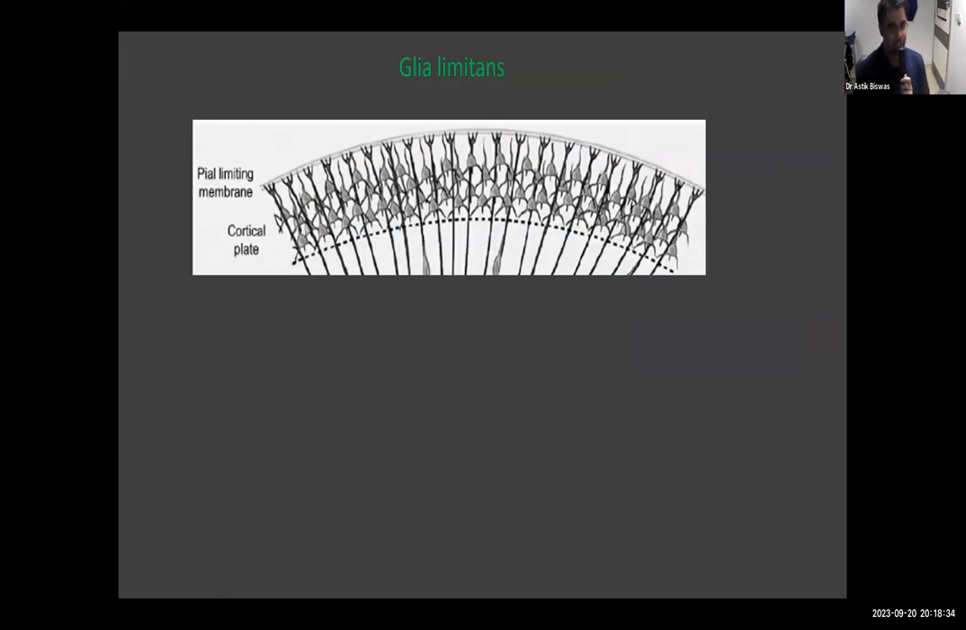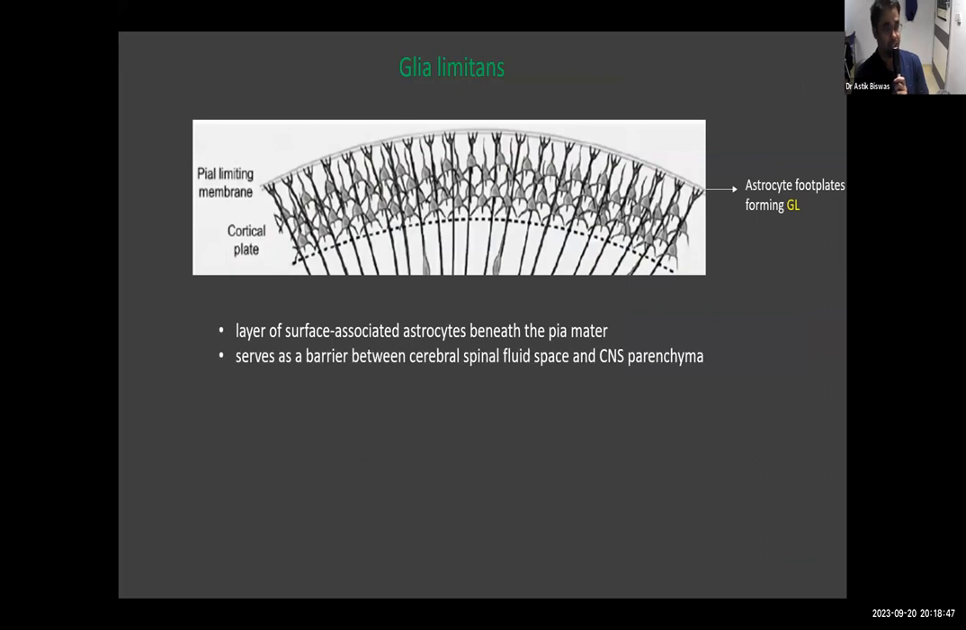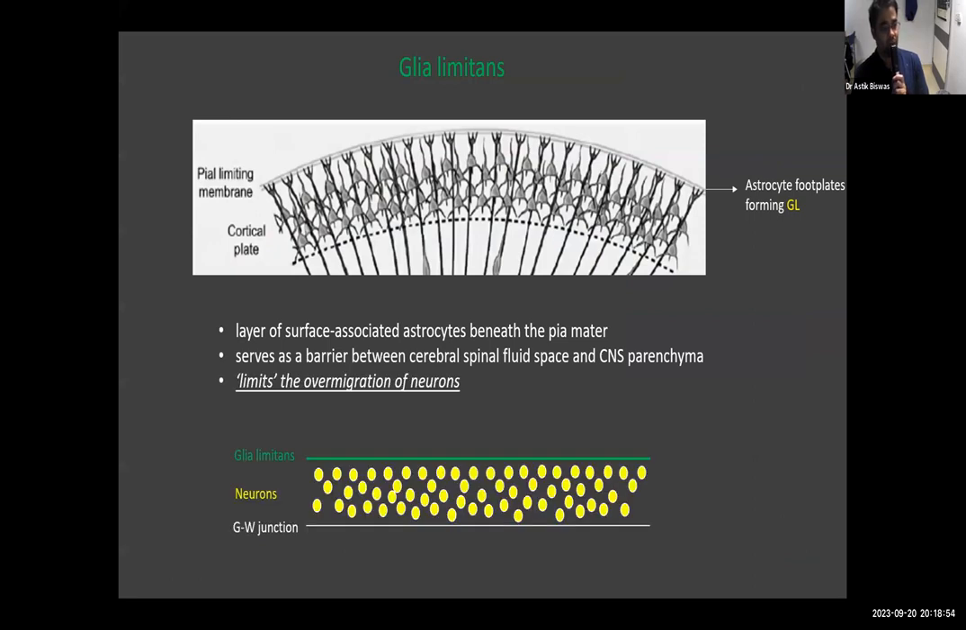The marginal zone eventually becomes the glial limitans, and this is formed by the astrocytic footplates. The glial limitans is extremely important because it serves as a barrier between the cerebrospinal fluid space and the CNS parenchyma. In the context of MCDs, it limits the overmigration of neurons. This is just a schematic showing the glial limitans, and in a normal case, the neurons are going to be below the glial limitans.